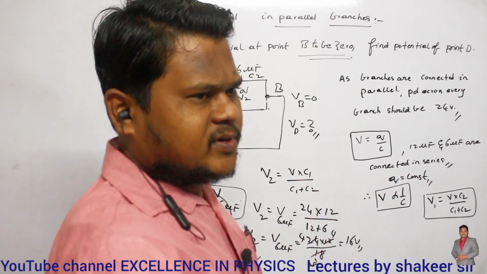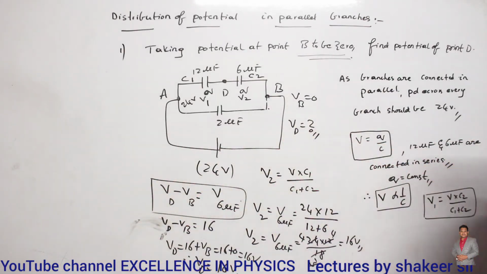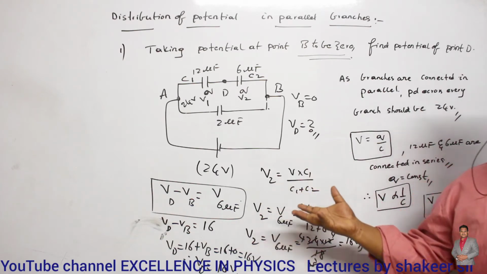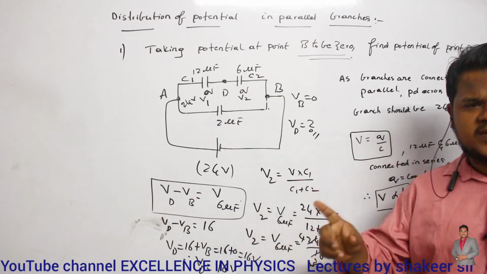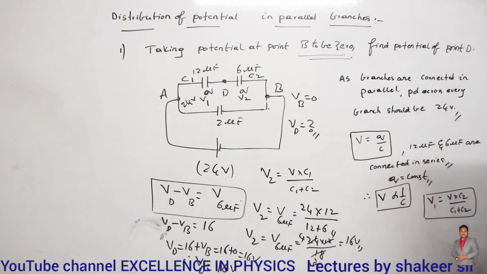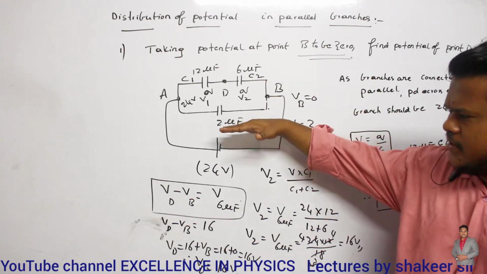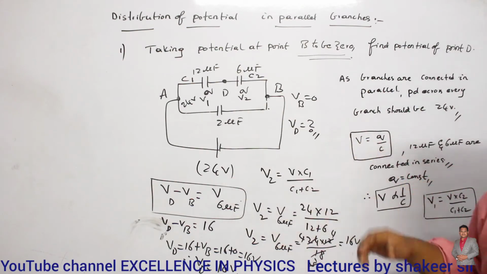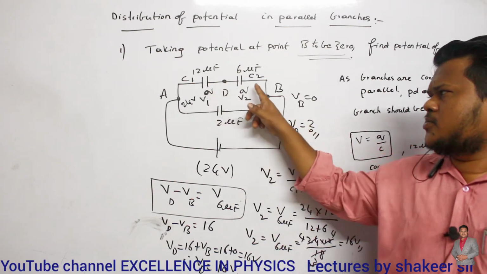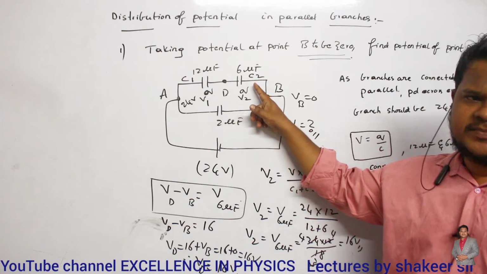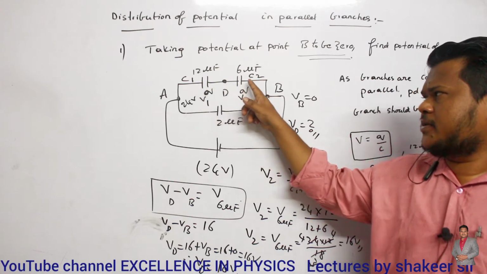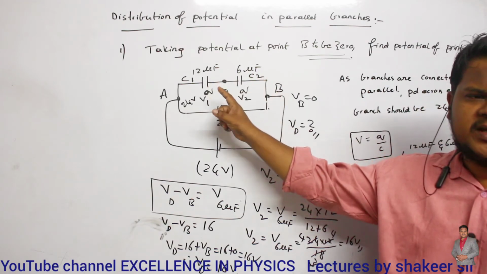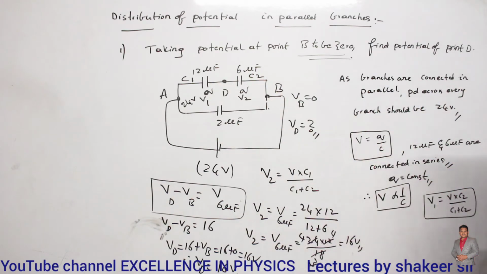So all of you, have you understood how we are doing this calculation? This distribution of potential in parallel branches is a very, very important concept. Clear? See, the potential difference across this branch and the upper branch, both of them are equal to 24. Clear? Now, these two capacitors, 12 microfarads and 6 microfarads, are connected in series. So definitely the charge stored in both of them must be equal.